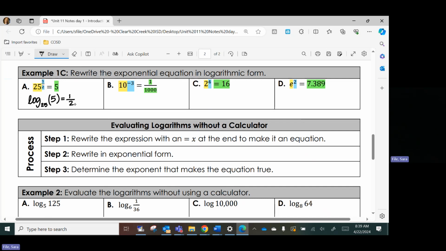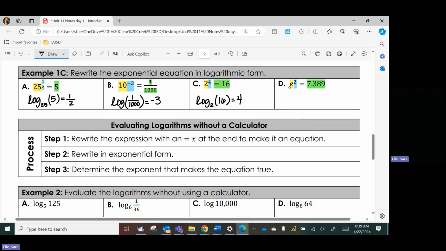For B, it's a log base 10. Do I have to write the base 10? If it's a base 10, it's understood. I do not need to write the 10 down here. So log of 1/1000 equals -3. Here's a base 2. So log base 2 of 16 equals 4.